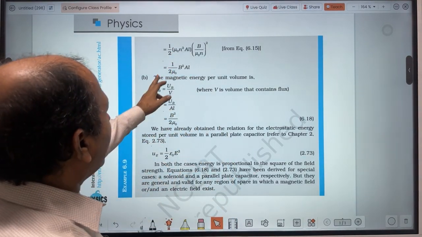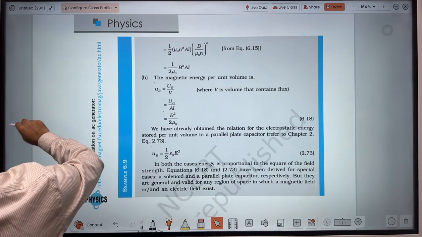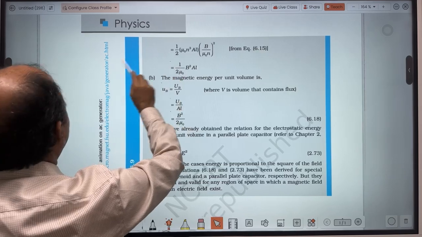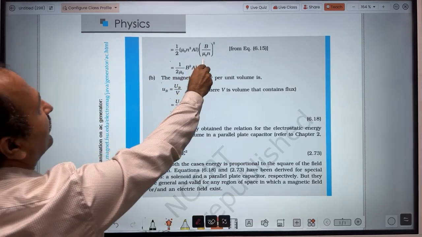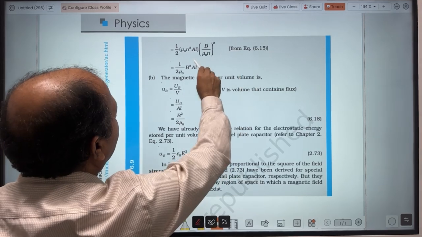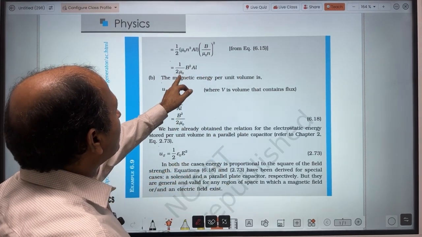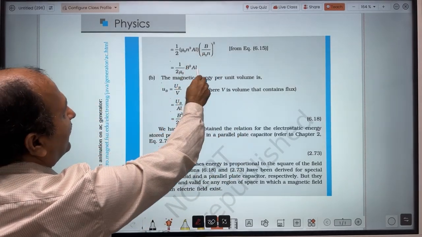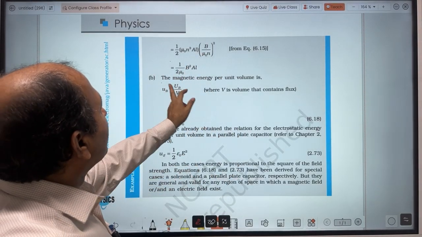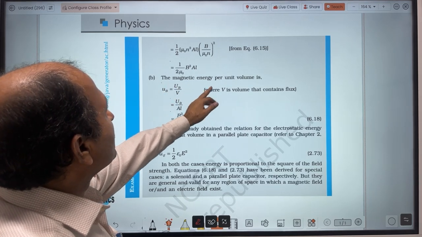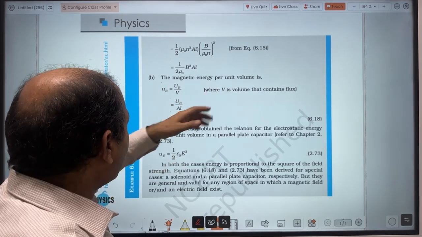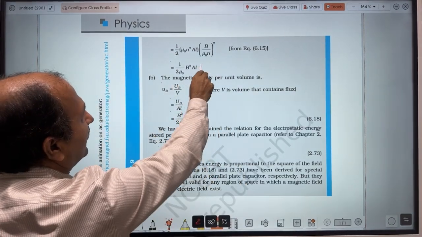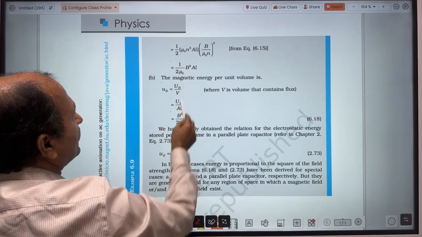Value of L we have already derived, L, the coefficient of self induction, is mu naught N square A L, and then the value of I is B upon mu naught N, whole square. We simplify it, so 1 upon 2 mu naught B square A L. I think you have understood. Just simplify it, you will get this. Now we are going to evaluate energy stored per unit volume. Per unit volume means you have to divide by volume. Here A L, area into length, will give volume. So just divide it, and you will be left with B square upon 2 mu naught.